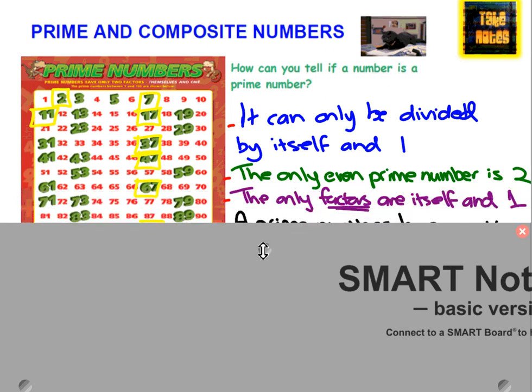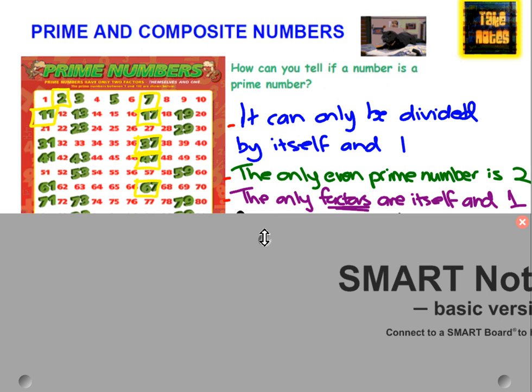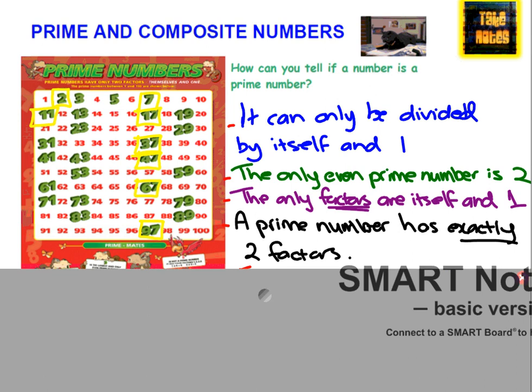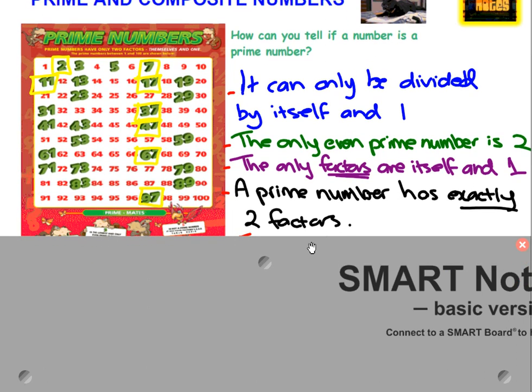Next one. The only factors of a prime number are itself and 1. So you've already covered factors, so you should hopefully understand what a factor is. A factor is a number that divides evenly into another number. So for a prime number, the only factors are itself and 1. Another way you could look at it is a prime number has exactly 2 factors. This tends to be the definition that I use. Sorry about the watermark, we just can't get rid of it. A prime number has exactly 2 factors, which are 1 and itself. So hence why 1 cannot be a prime number, but we'll get to that later.